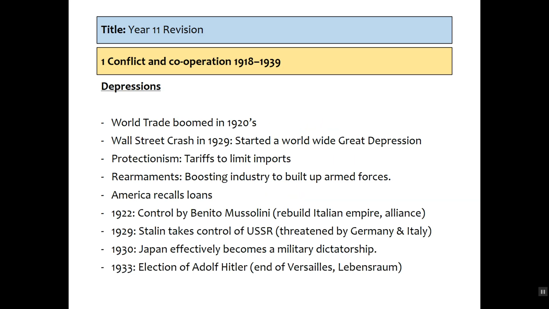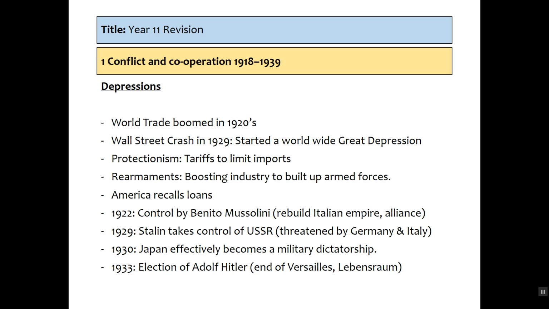Now, the 1930s is a very different time. It's known as the hinge years. The international depression that hits the world after 1929 and into the 1930s has a huge impact. World trade booms in the 1920s. In America, it's known as a successful period. In Germany, there are huge advances in the economic situation. But by 1929, it all comes crashing down.